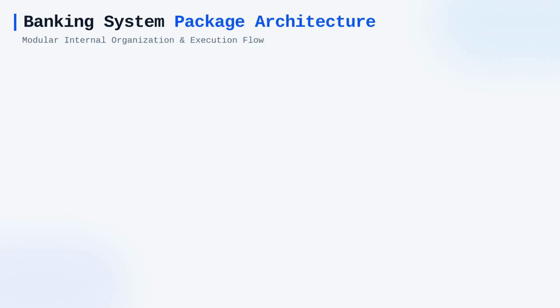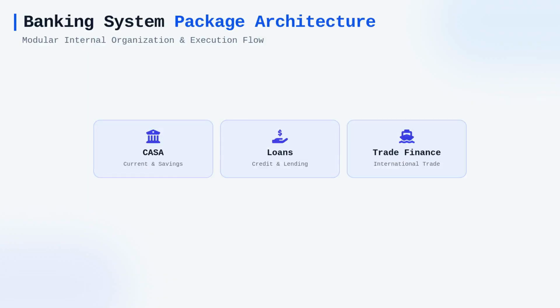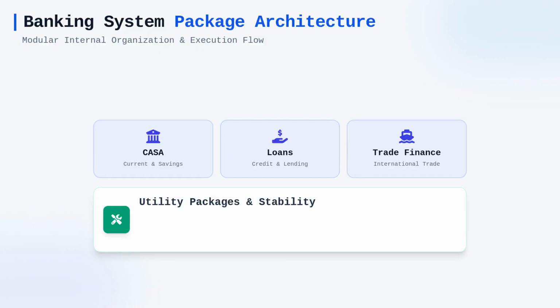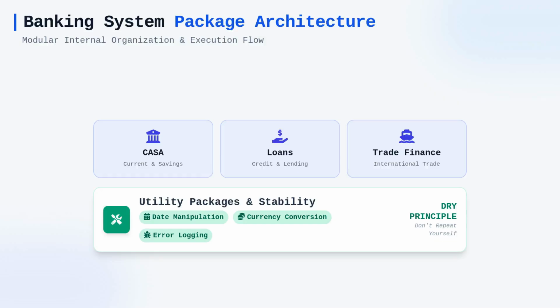When we analyze the internal organization of these packages, we observe a distinct modularity that aligns with the different banking modules such as CASA, loans, or trade finance. Each module consumes specific utility packages that handle common tasks like date manipulation, currency conversion, and error logging, ensuring that the code remains DRY, or don't repeat yourself, in a way that minimizes maintenance overhead.